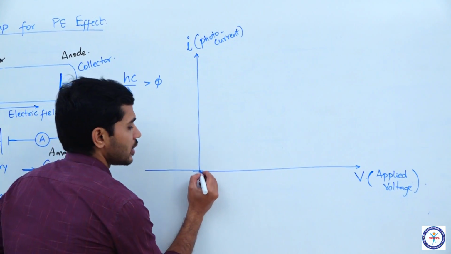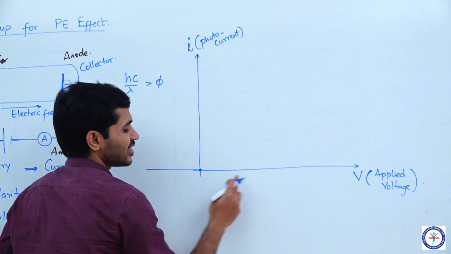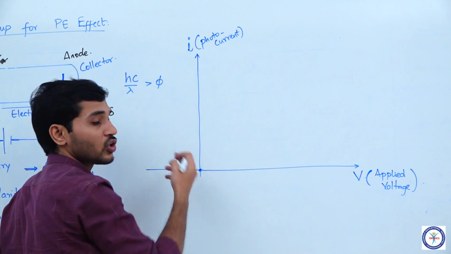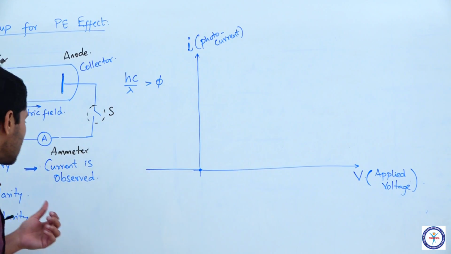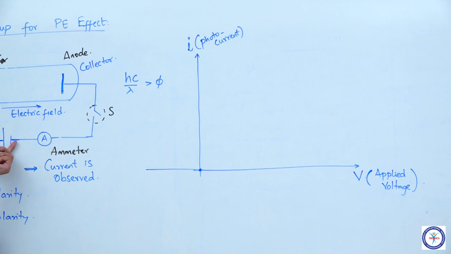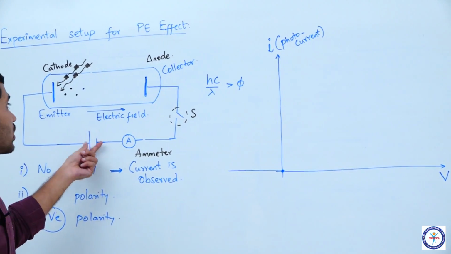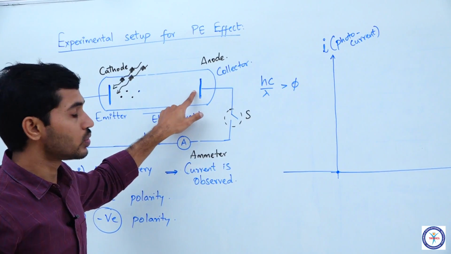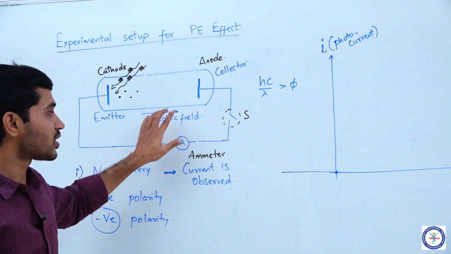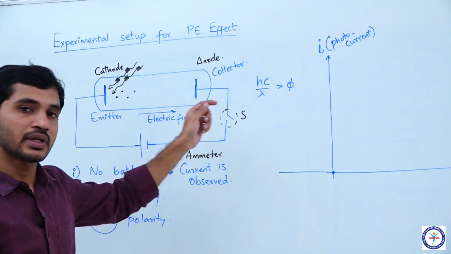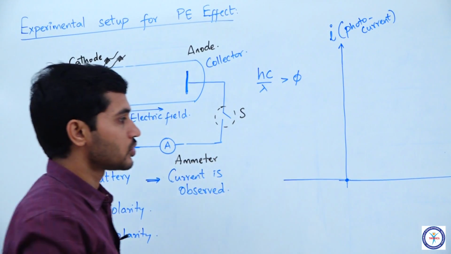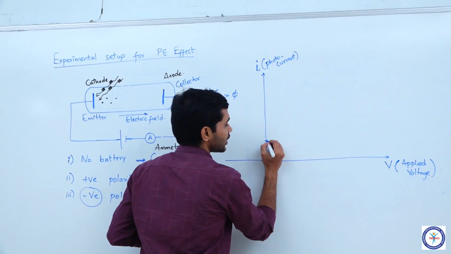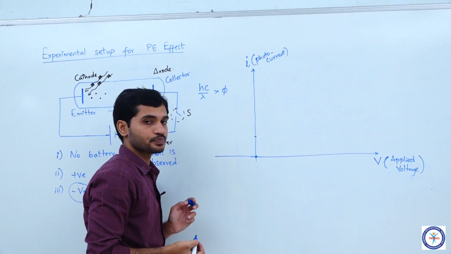Now, this is the point where V is 0. Even when V is 0, I is not 0. That is what we have observed in the no polarity case. Even when there is no battery, some electrons from the cathode will be able to reach the anode. So, even without the battery there can be some current in the circuit. When the value of V is 0, let us say the value of I is this much.